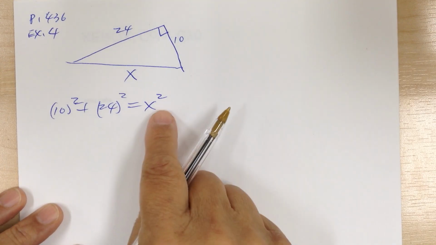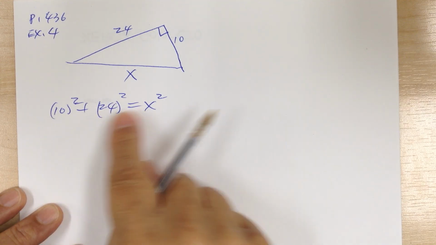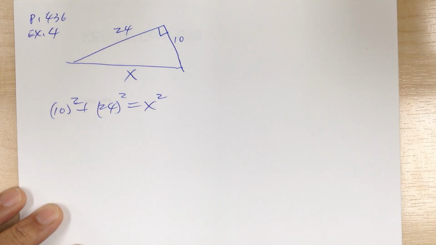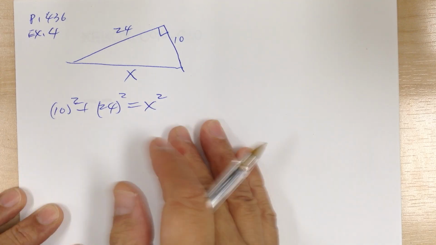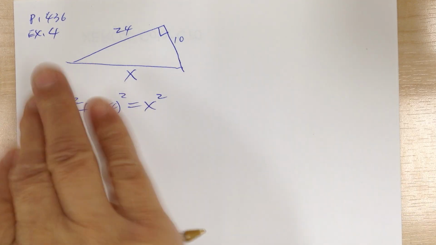Now some people like to put x squared in the front. Doesn't matter. You can have a squared plus b squared equal to c squared, or you can have c squared equal to a squared plus b squared. It doesn't matter. I like to arrange from the smallest to the biggest, but you can do it either way.